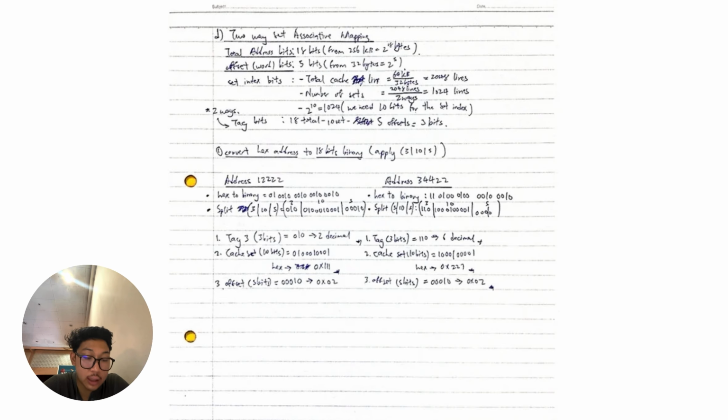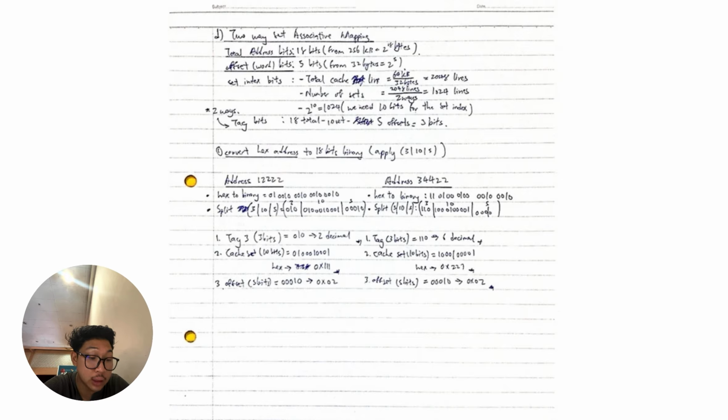Up next is question 1D. Now this involves two-way set associative mapping. Total address bits are 18 bits from the 256 kilobytes, which equals 2 to the power of 18 bytes. The offset bits are 5 bits from 32 bytes, which equals 2 to the power of 5.